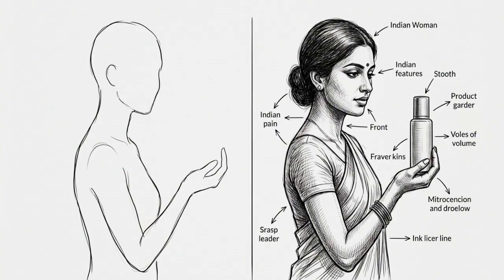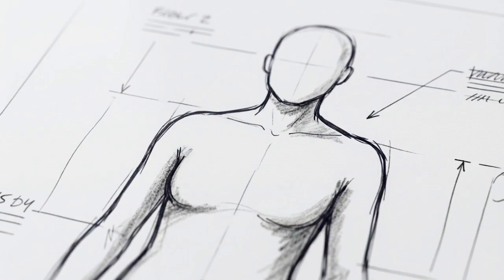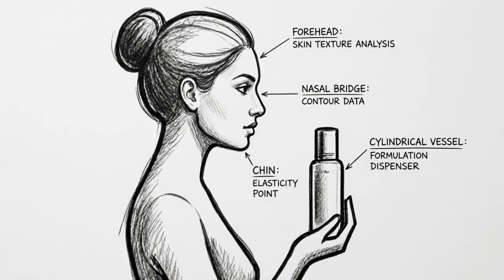Step 1 is defining the subject and action. You must provide exact physical attributes and interactions. Using broad terms like a person leaves the engine without direction. You need to define the subject's age, ethnicity, and the specific object they are holding.